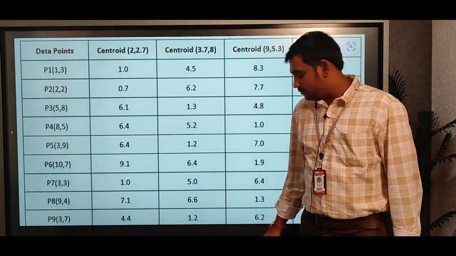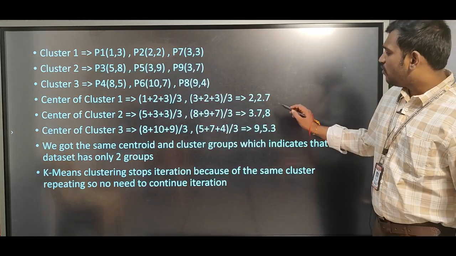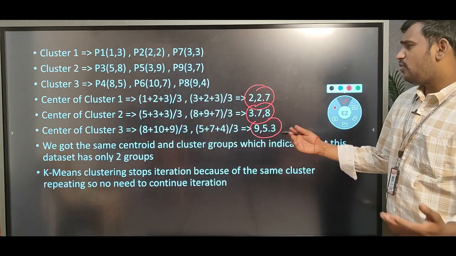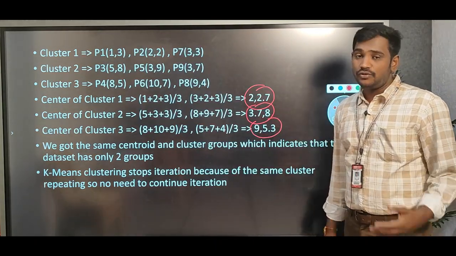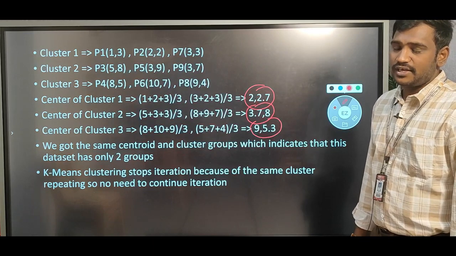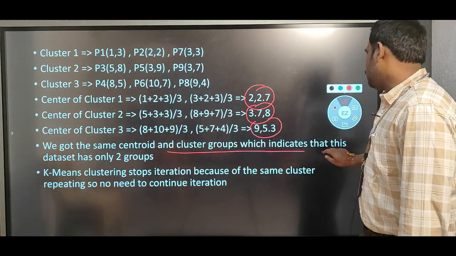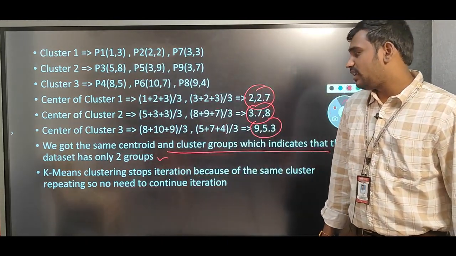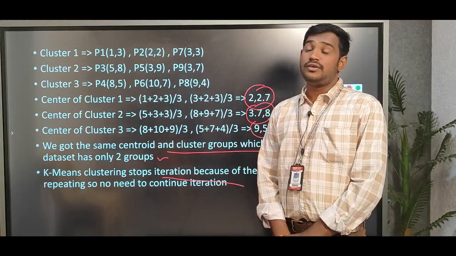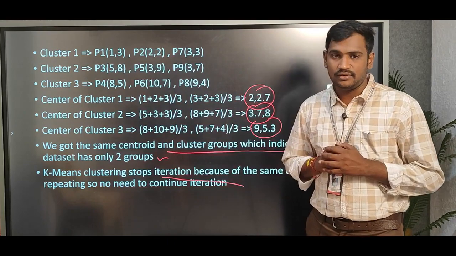So I think you understand. Again, if you calculate the mean values for the given set of data, we are getting the same values. Until we get the same values, you have to repeat the iterative process. Now for the second iteration, the values remain the same, so you should stop iterating. The process is stopped. We got the same centroids and cluster groups, which indicates that the data set has only 2 groups. K means clustering stops iteration because of the same data clusters, so there is no need to continue. Until you get repeated values two times, you have to repeat this process because it is iterative in nature. So this is clustering.